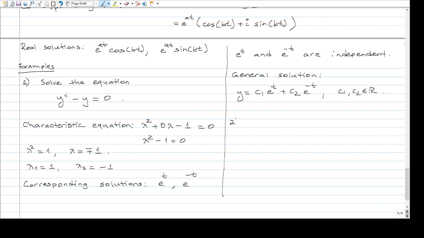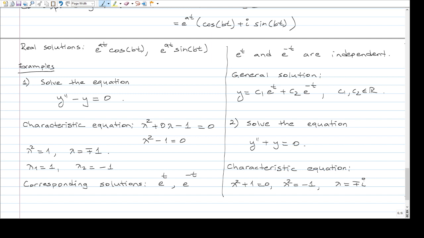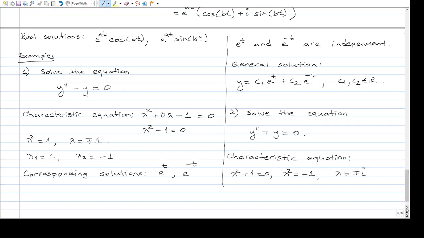Okay, so maybe to see what to do in case of complex roots, we can consider another simple example. Instead of minus 1, what if we take plus 1? The second derivative of y plus y equal to 0. Then the characteristic equation is lambda squared plus 1 equal to 0. So lambda squared equals minus 1. In this case, we have the complex solutions plus or minus i.